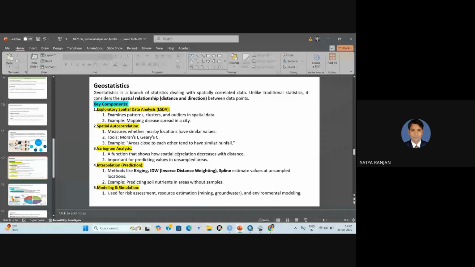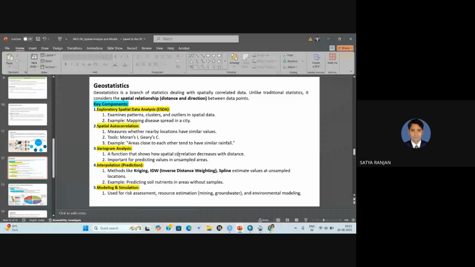Then variogram analysis, a function that shows how spatial correlation decreases with distance. So if there is a distance between different features, there is a change in the pattern. When there is a distance from the sea of a particular location, a change in the temperature is also found, and with distance from forest area there is also a change in the temperature and rainfall. So these are some variogram analysis, and it is important for predicting values in unsampled areas.